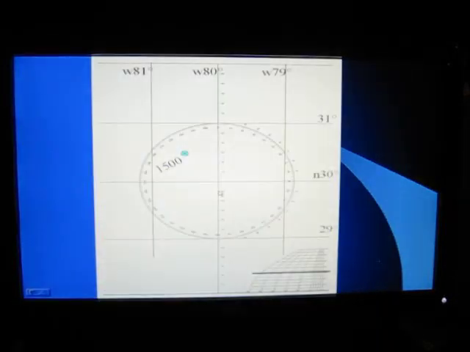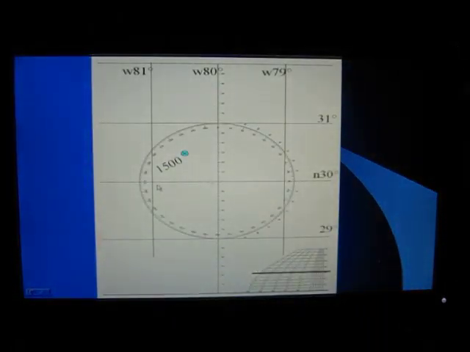Okay, let's go. All right, now first thing to do is to plot our fix. Now I said it was north 30 30. Well, that's easy. Here's the 30 line, and there's the 30 minutes. So we just come over here and make a little pencil mark.